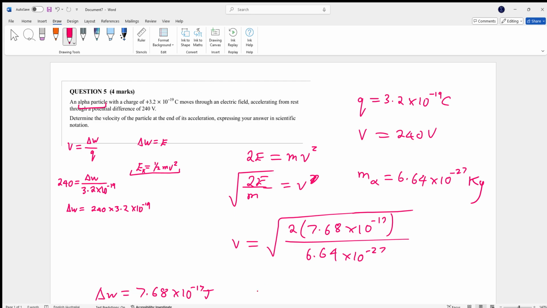Okay, so this gives us a velocity of 152,093.8. Now, let's write it in scientific notation because they've asked for that. So we'll go 1, 2, 3, 4, 5. 1.52 times 10 to the 5, and that is meters per second. That's the velocity at the end of its acceleration. That's what we're assuming mainly there.